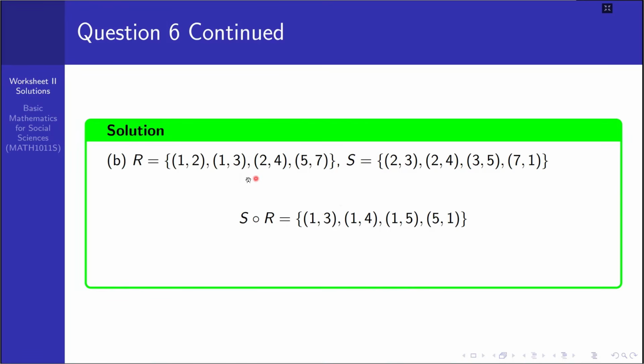And the other one: the image of 1 under R is 2 and the image of 2 here is 4, so that (1, 4) must be an element of S composed of R. And lastly, the image of 5 under R is 7 and the image of 7 under S is 1, so that (5, 1) must be an element of S composed of R. Therefore S composed of R is the set with the elements (1, 3), (1, 4), (1, 5) and (5, 1).